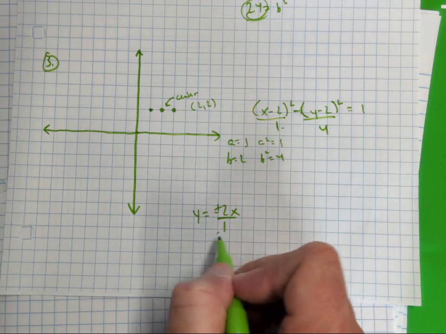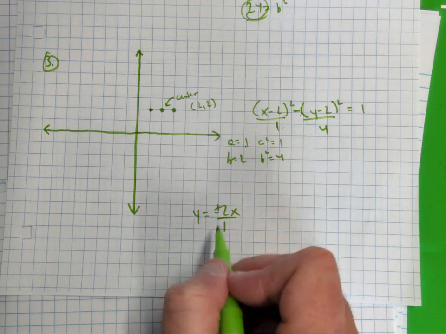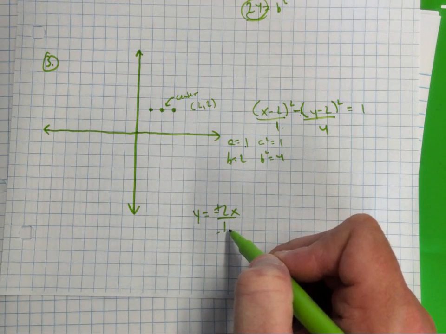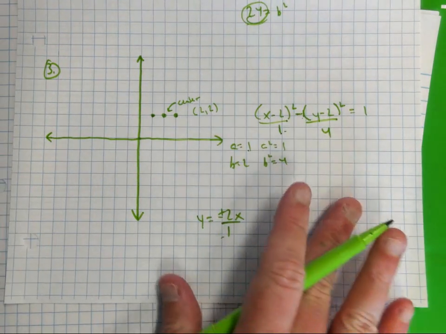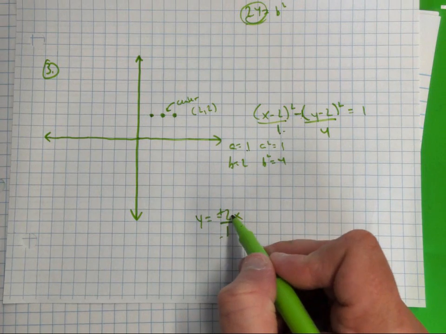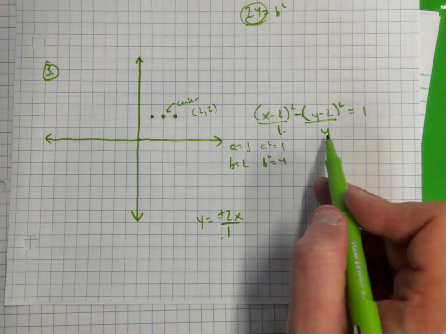Alright, this deals with A and B values, not squared values, it's A and B. We know the part in the denominator is associated with x. Well, that matches up, so we did that correctly. The part in the numerator deals with y. So b equals 2, so 2 squared is 4.